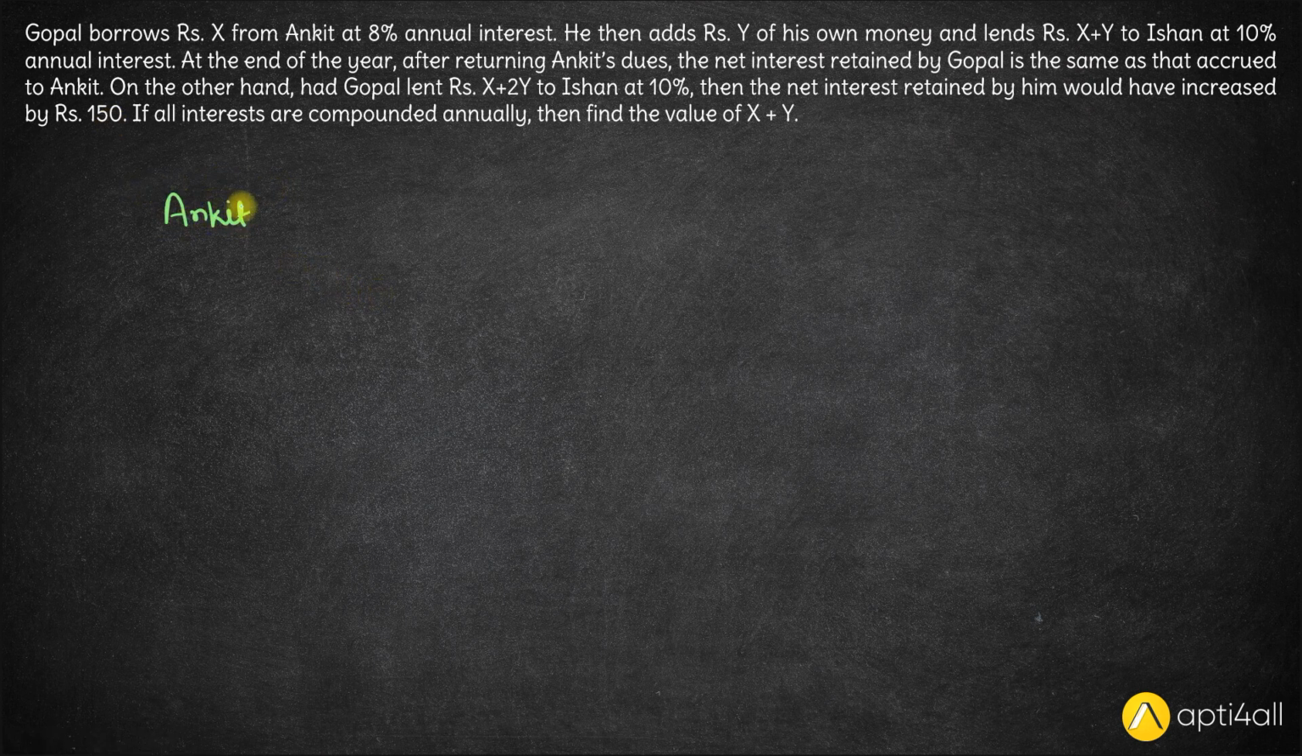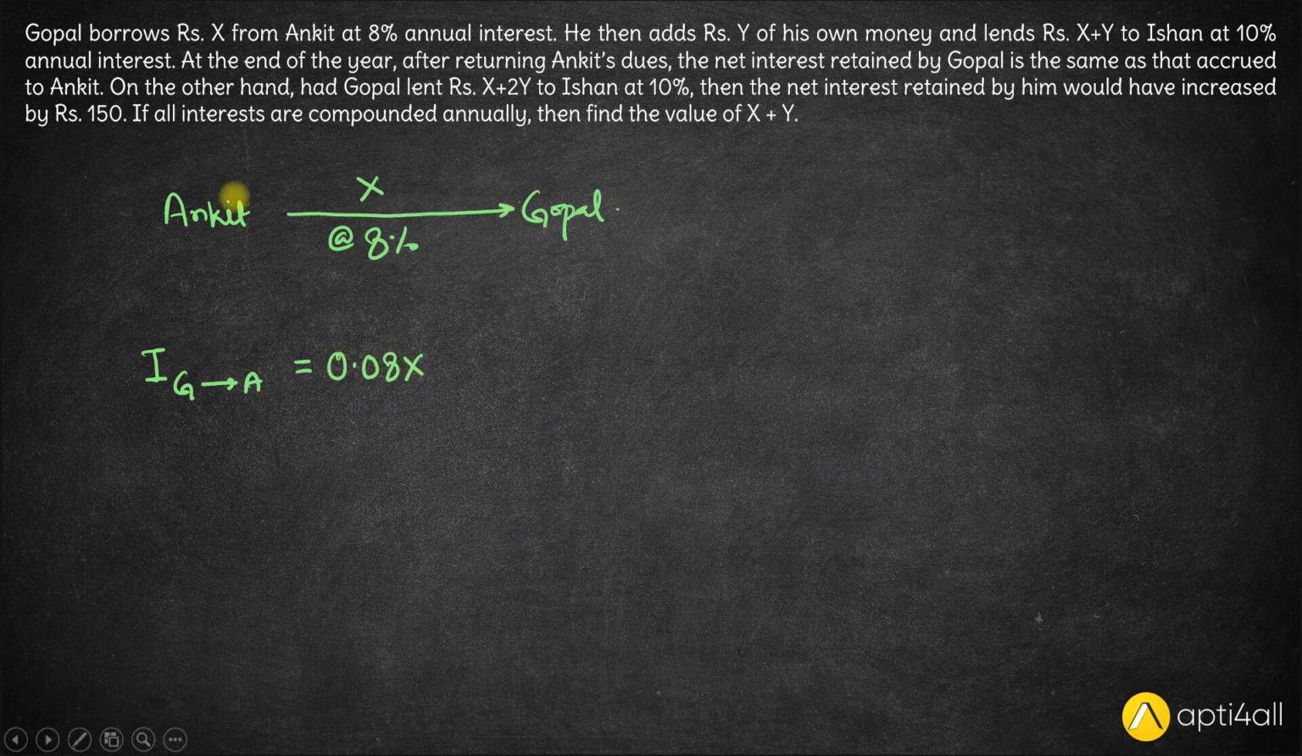we have Gopal borrowing from Ankit. How much amount does he borrow? He borrows X rupees at 8% rate of interest. So the interest which Gopal will pay to Ankit would be how much? 8% of X. So 8 by 100 into X, which is 0.08X. This is what Gopal has to pay Ankit, just the interest part.